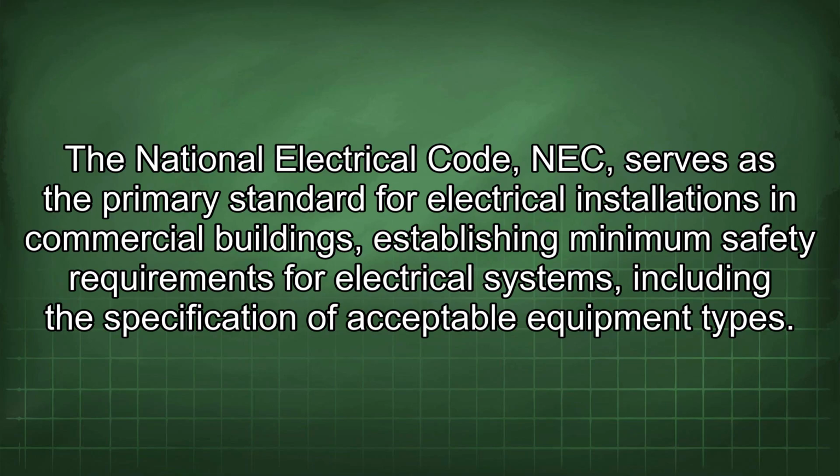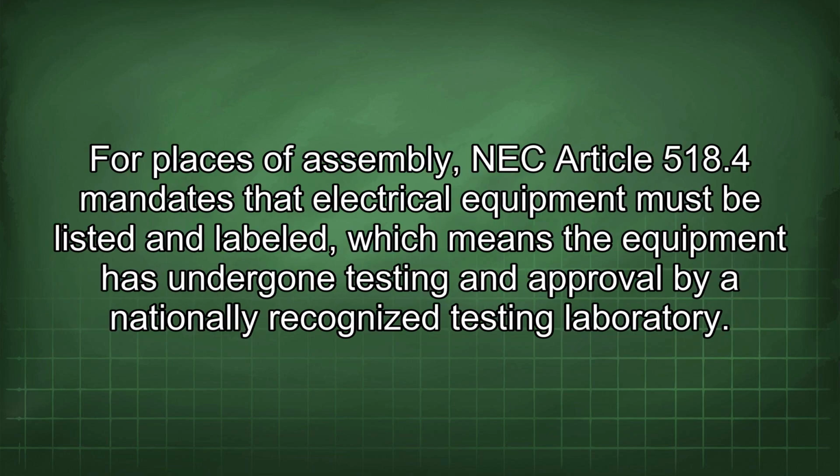The National Electrical Code (NEC) serves as the primary standard for electrical installations in commercial buildings, establishing minimum safety requirements for electrical systems, including the specification of acceptable equipment types. For places of assembly, NEC Article 518.4 mandates that electrical equipment must be listed and labeled, which means the equipment has undergone testing and approval by a nationally recognized testing laboratory.